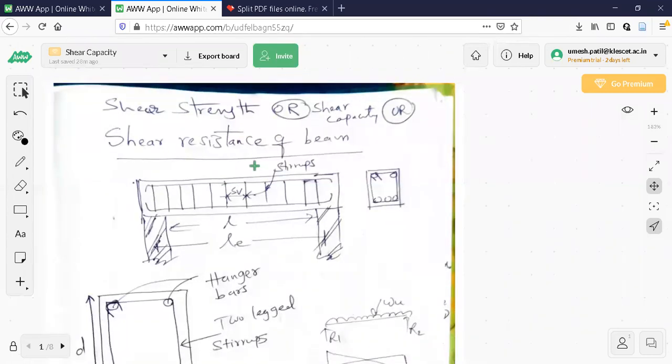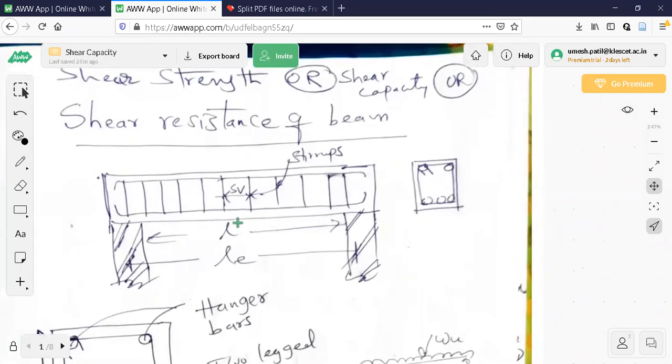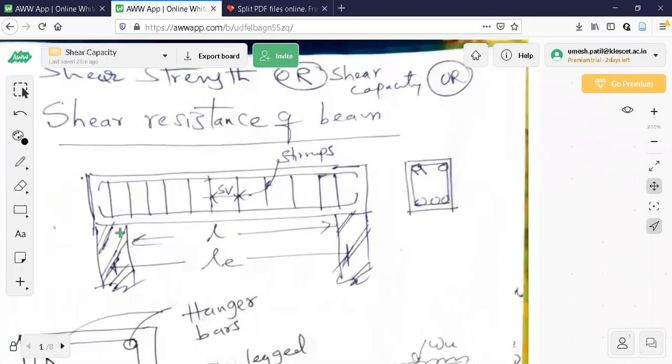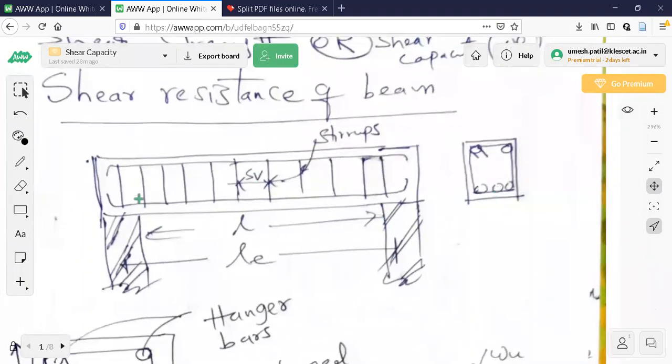Now observe here how to prevent the shear failure. As I told you just now, the beam is likely to fail due to shearing near the supports, because shear force is maximum near the supports. What I have done here is a completely designed beam. This is the longitudinal section and this one is the cross section of the beam.